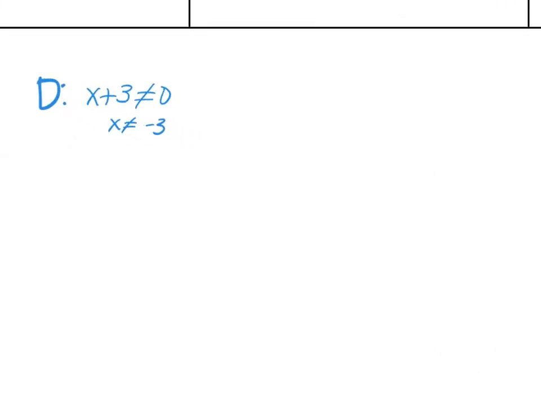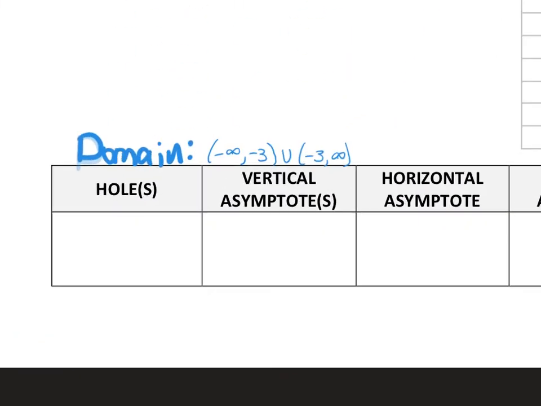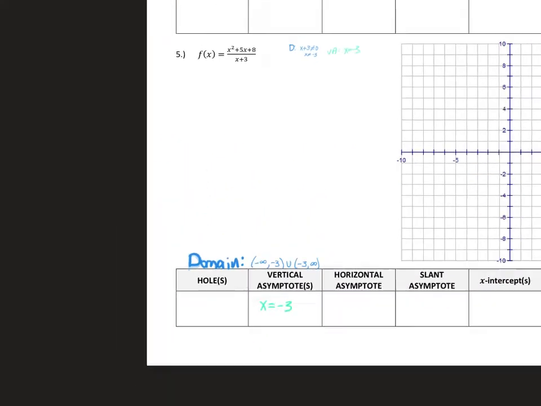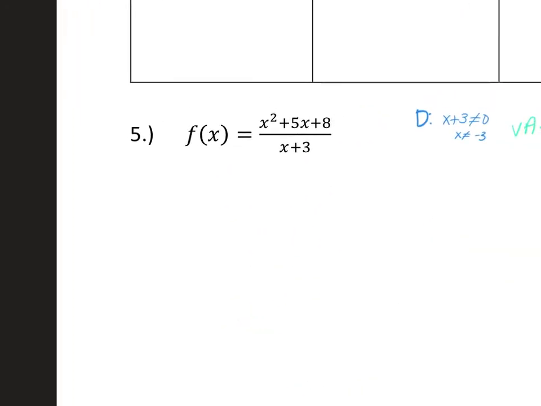Domain goes hand in hand with our vertical asymptote. So you have one vertical asymptote, ladies and gents, where? At x equals -3. So you're going to write x equals -3. My horizontal asymptote is when I compare degrees, the numerator degree and the denominator. This is my horizontal asymptote.